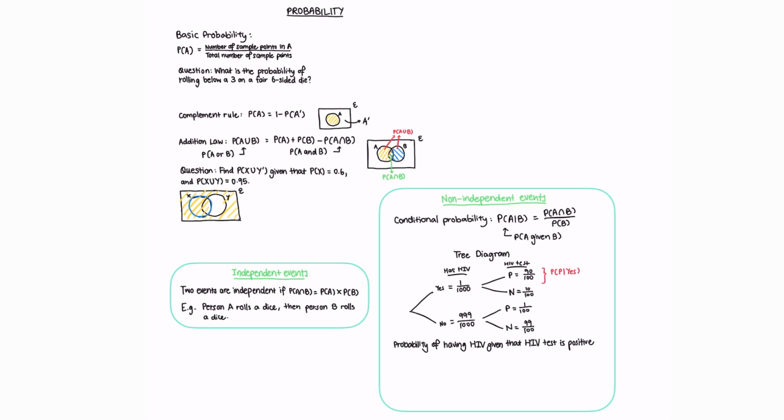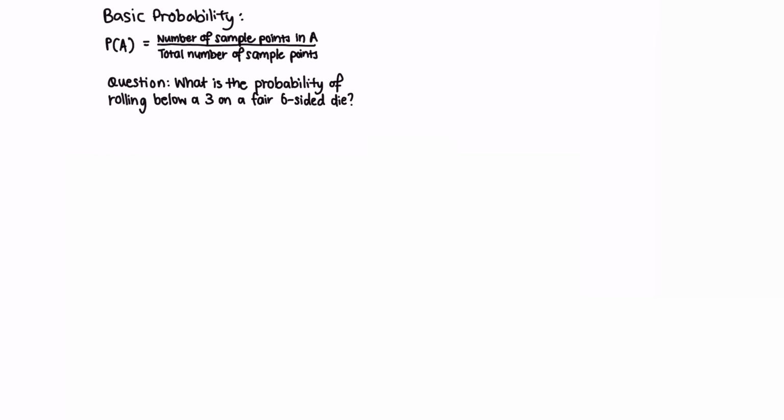Hello everyone and welcome to the next topic on probability. I think many of you may be familiar with some probability questions. For example, what's the probability of rolling below a 3 on a fair 6-sided dice? We know that this probability is just 2 over 6 based on basic probability rules.